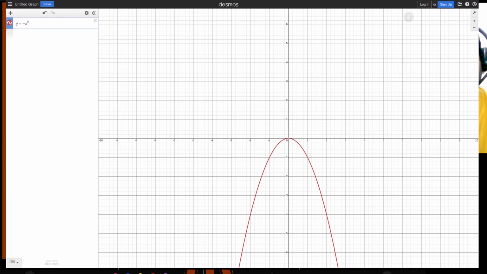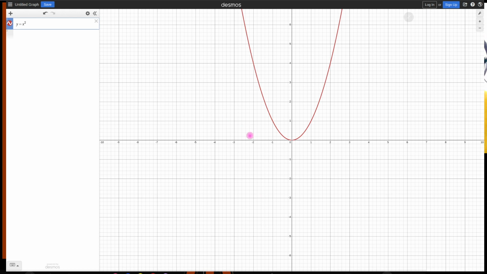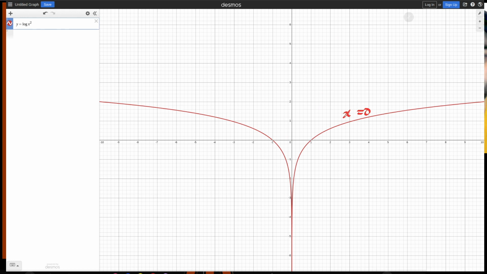Okay, so let's suppose this was our graph, because I wanted to also show you this. So this was our function y equals x squared. Now you know that at this point, the function has its minimum value at x equals 0. Now I apply log on this function, so log of x squared.